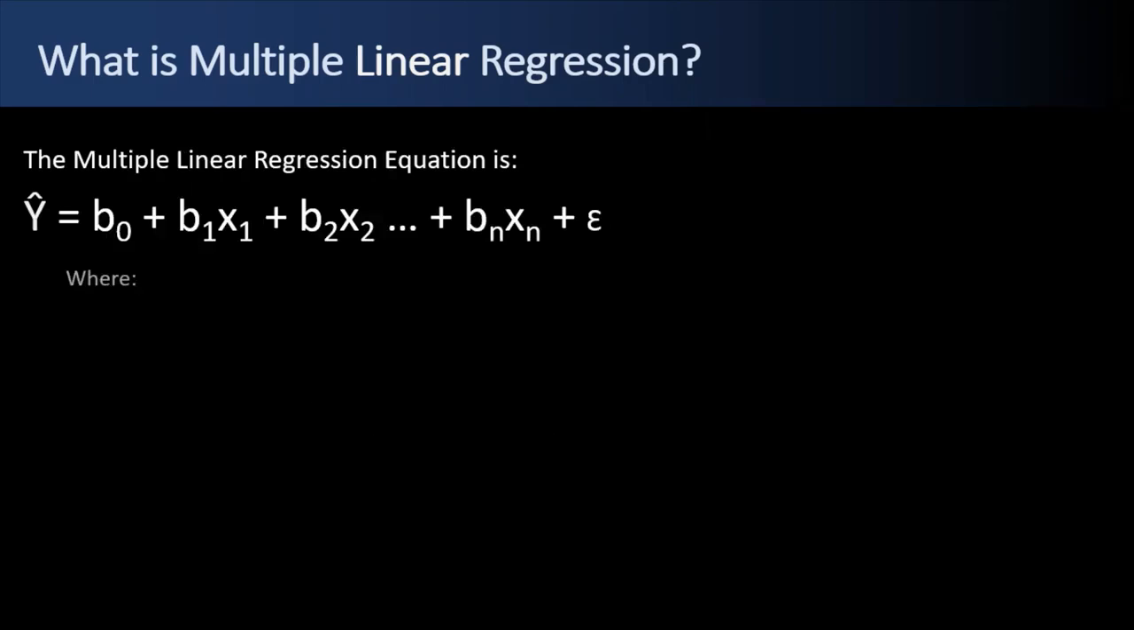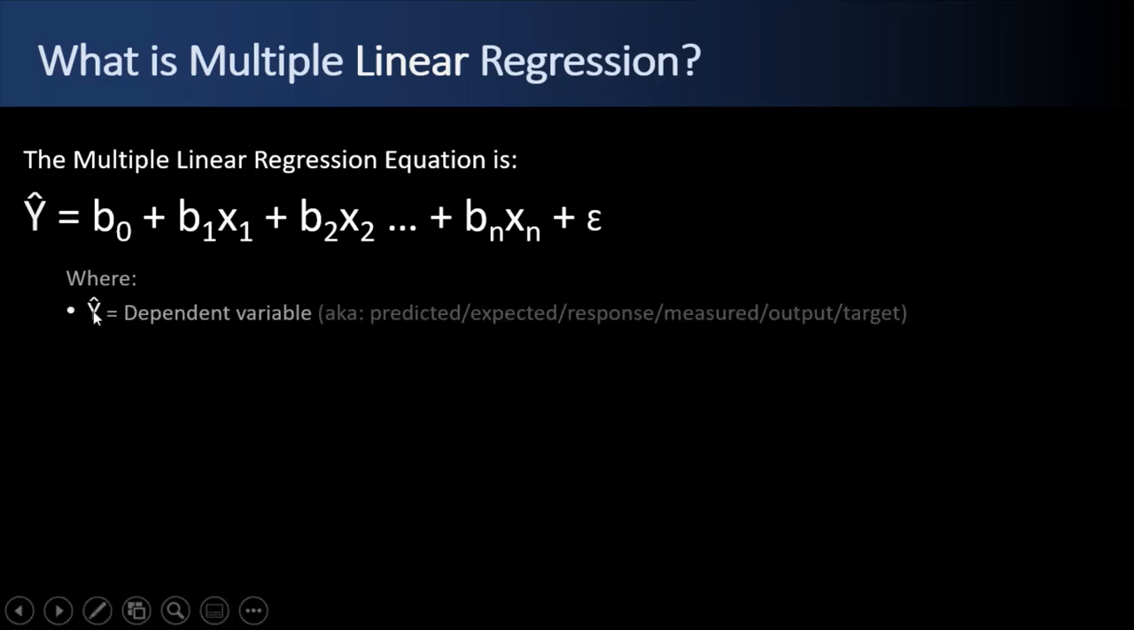The multiple linear regression equation is y hat equals b0 plus b1x1 plus b2x2, repeating out to bnxn plus e, an error coefficient or value. So what are all these variables? Well, y hat is the dependent variable. That's also known, depending on what industry you're in, as the predicted value, the expected value, the response value, the measured value, etc. But it's typically always known as the dependent variable.